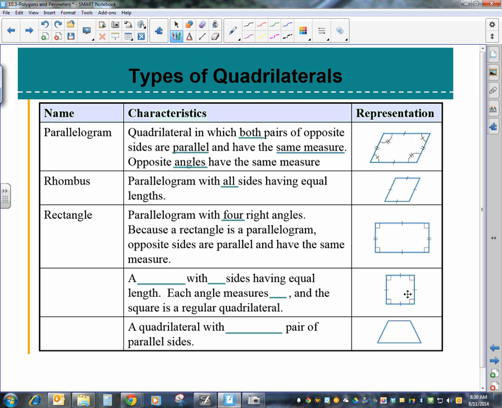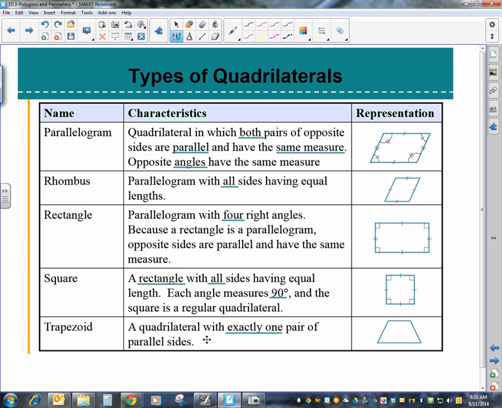And next, if we have four right angles and four congruent sides, you know that it's a square. It's a rectangle with all sides having the same length, and of course each angle measures 90 degrees. As we just mentioned, it's a regular quadrilateral. And a quadrilateral with exactly one pair of parallel sides, which means one and only one, is called a trapezoid. So let's look at the type of problems.